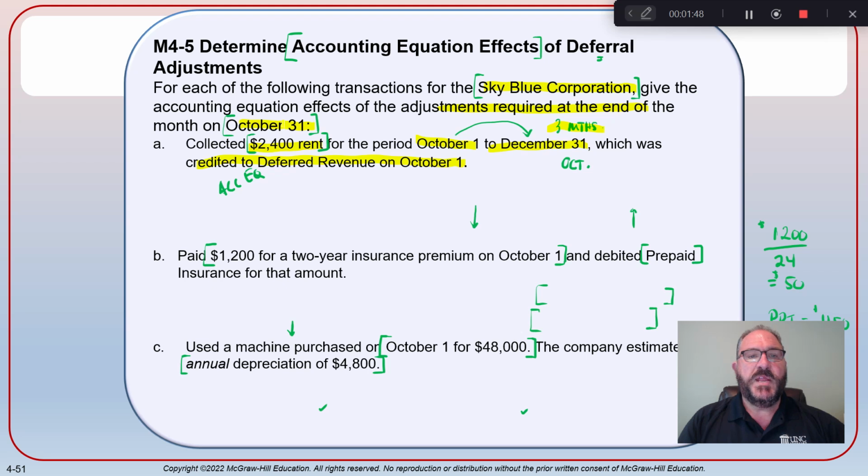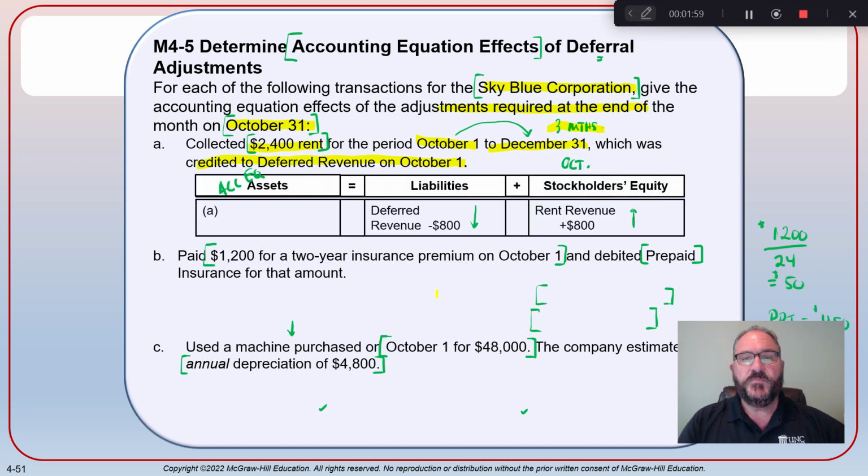So now it's October 31st. They collected 3 months, so that's $800 a month. And now at the end, October 31st, what happens? Well, now our deferred revenue goes down by $800, and now we've actually earned $800 in revenue, right? So we had collected it, it was put to deferred revenue, and now we're going to lower that deferred revenue and count it as revenue.